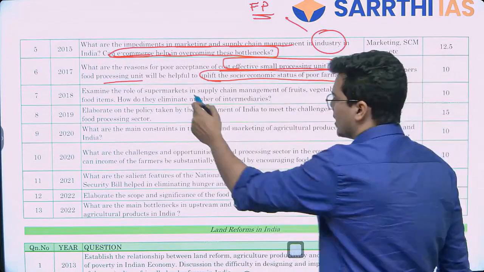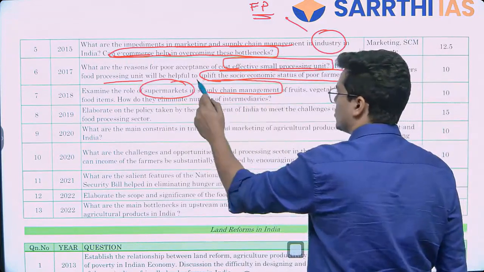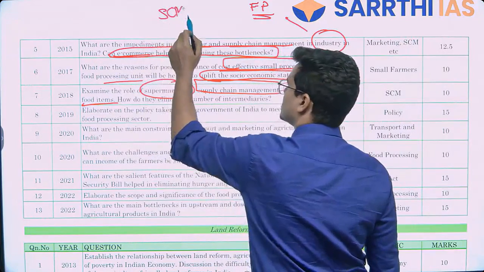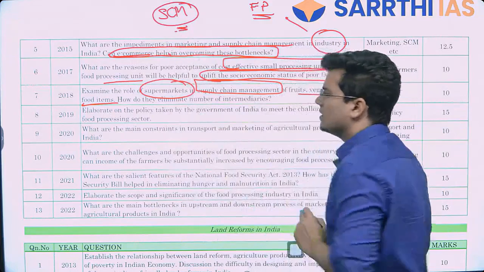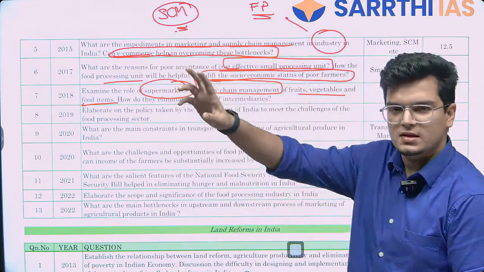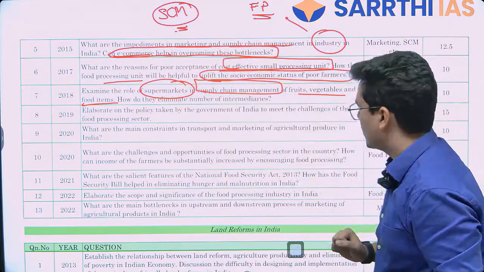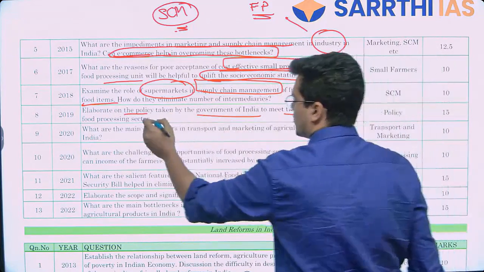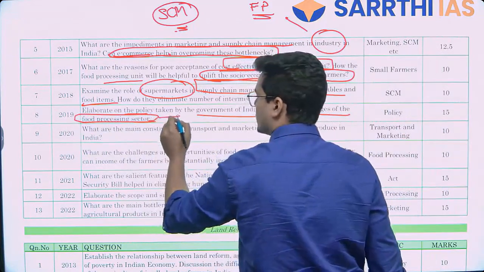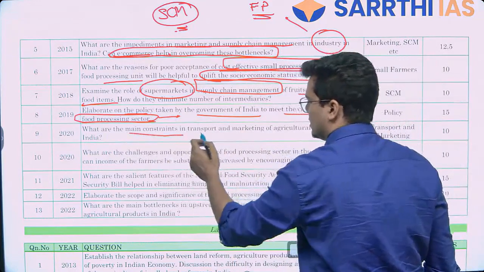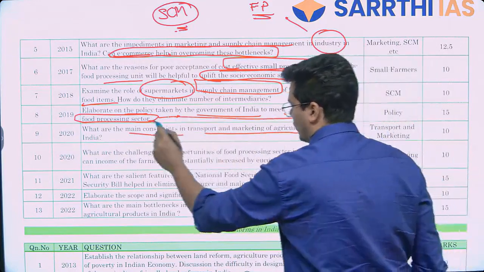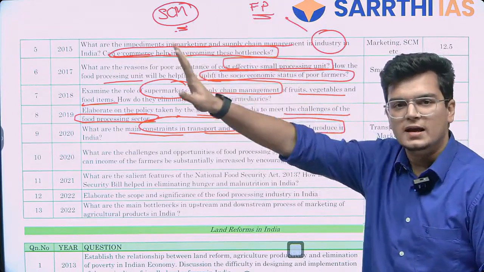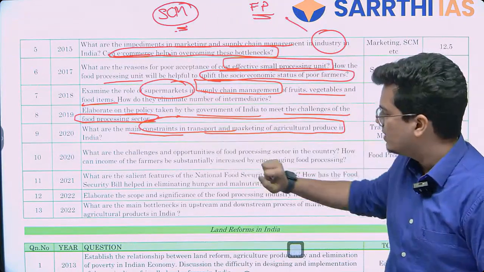Role of supermarkets in supply chain management of fruits, vegetables, and food items. So I've understood that supply chain management is something that I have to read in detail in context of food processing and also generally. See, policy taken by government of India to meet the challenges of food processing sector. Again, direct question. Main constraints in transport and marketing of agricultural produce. Transport and marketing of agricultural produce was directly in the syllabus. From there a question came.